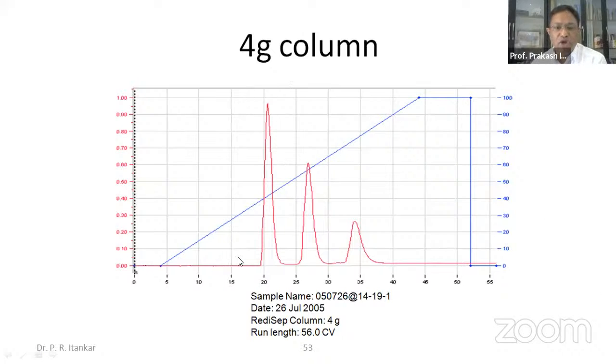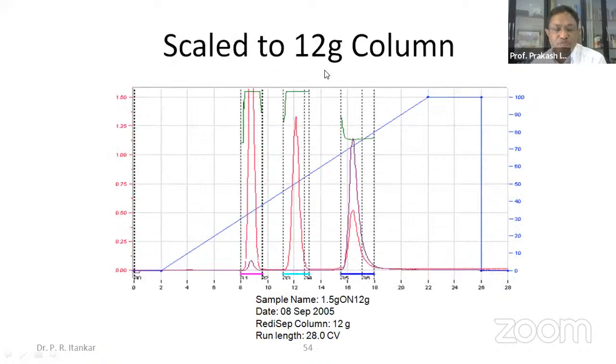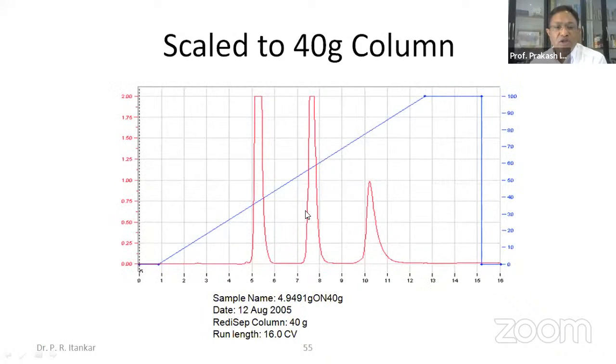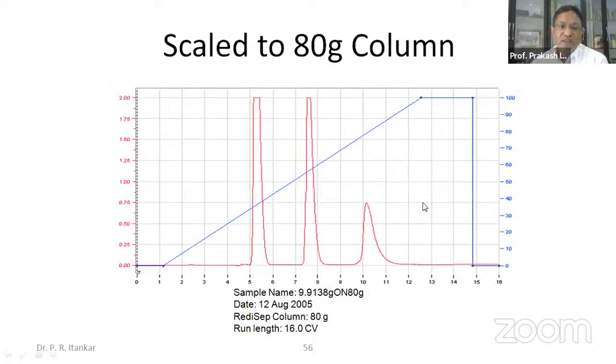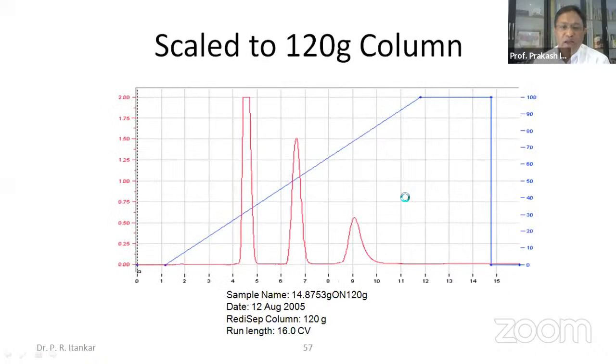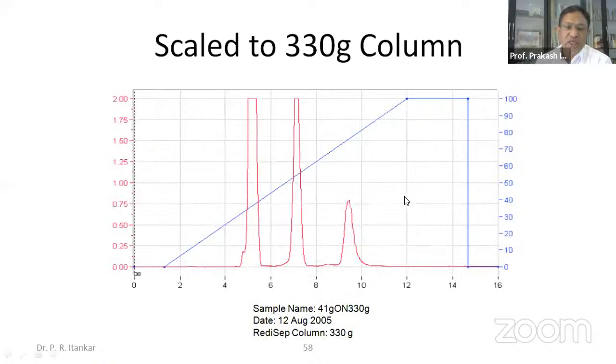So the same separation can be achieved like this in a 4-gram column, like this in a 12-gram column, like this in a 40-gram column, like this in an 80-gram column, like this in a 120-gram column, and you can keep on increasing the quantity or the yield of the separated constituent by increasing the column. And this is the maximum column size that you have in the ready sep columns.